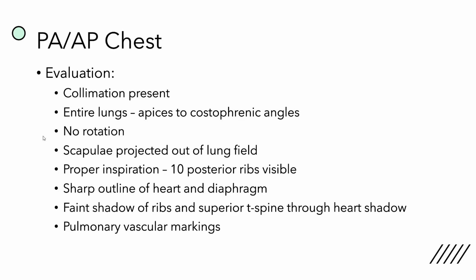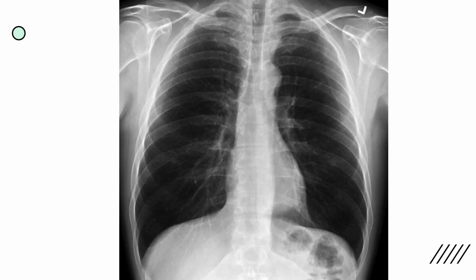We talked about the scapulae, we talked about proper inspiration. We want to see those 10 posterior ribs. We want to see a sharp outline of the heart and diaphragm if you were to expose the patient. And we want to be able to see that faint shadow of the ribs and superior T-spine through the heart shadow, and nice prominent pulmonary vascular markings, not underexposed, not overexposed.